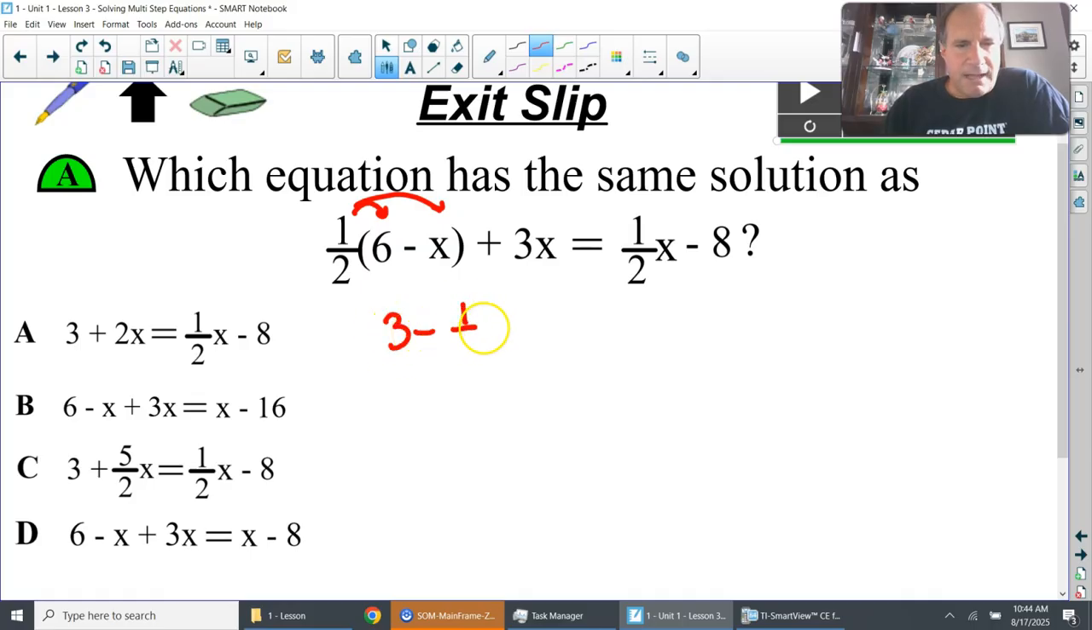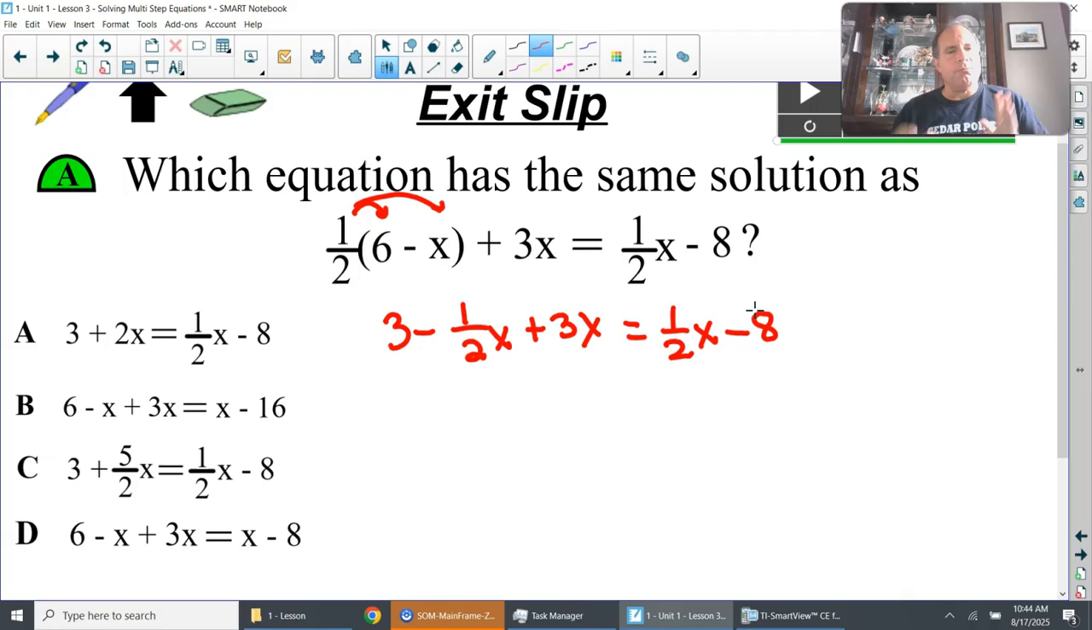And then minus a half x. Then plus 3x equals a half x minus 8. So the one thing that I'm kind of looking at right here is there's a lot of things I could look at, but you could see right here that I should combine like terms in this case. And maybe we could see what's going on the right side. We have half x minus 8 on the right side here.